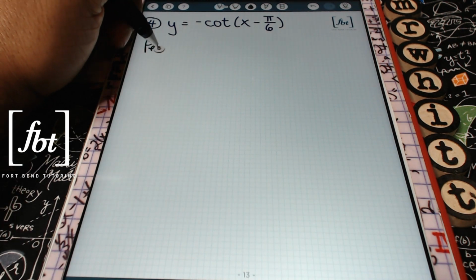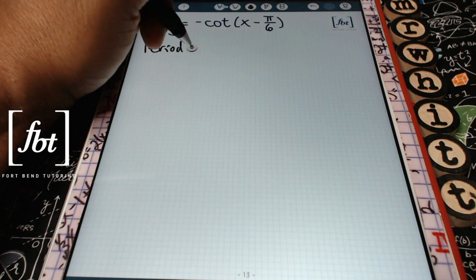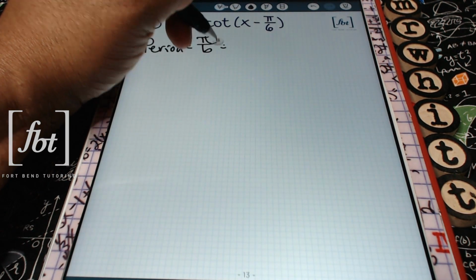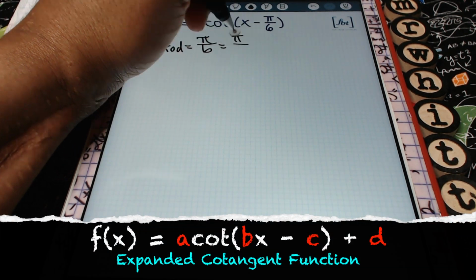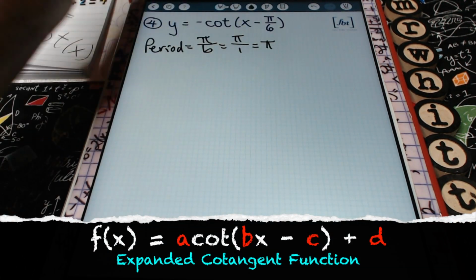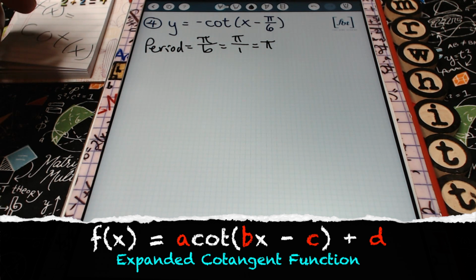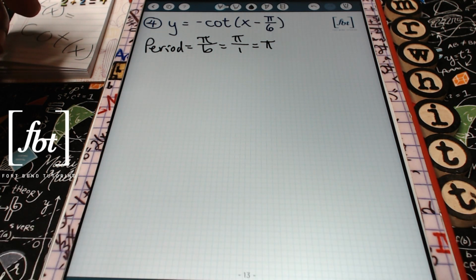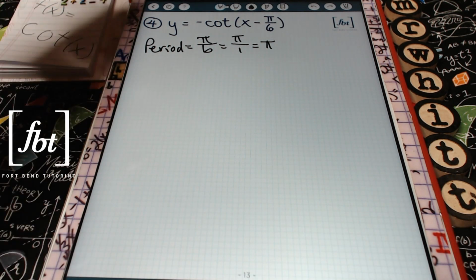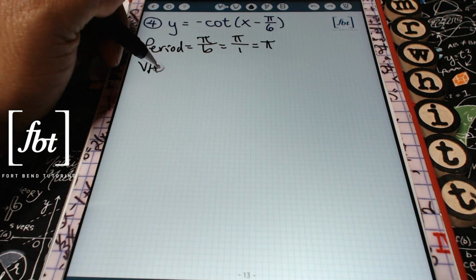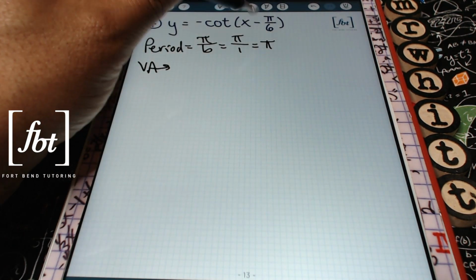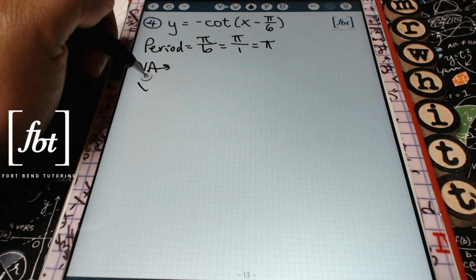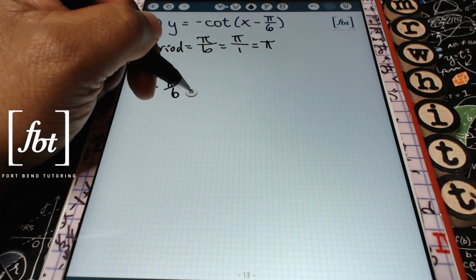Appreciate that. So you'll have the period, which equals pi divided by B. Your B value is 1 in this case. So we're going to have a pi value for the period. The period's length is pi units. And then as far as our vertical asymptotes are concerned, you'll have to set the value that you're taking the cotangent of to 0. So x minus pi over 6 equals 0.